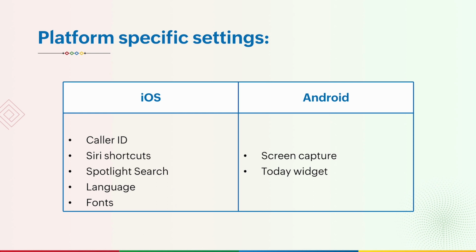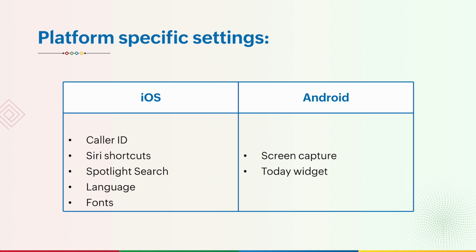The second important setting is Siri shortcuts. Siri shortcuts allow the users to accomplish certain actions via Siri, such as opening a module or a module's custom view, etc. Finally, the Spotlight search. Spotlight search is an iOS device-specific setting that allows the users to search for CRM records from their mobile device's homepage. Also, it is possible to change the language and the font settings in the CRM iOS app.